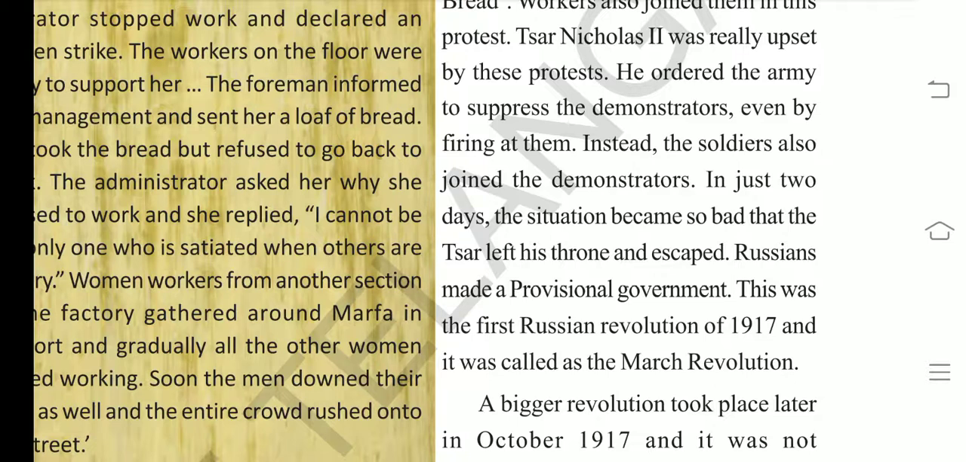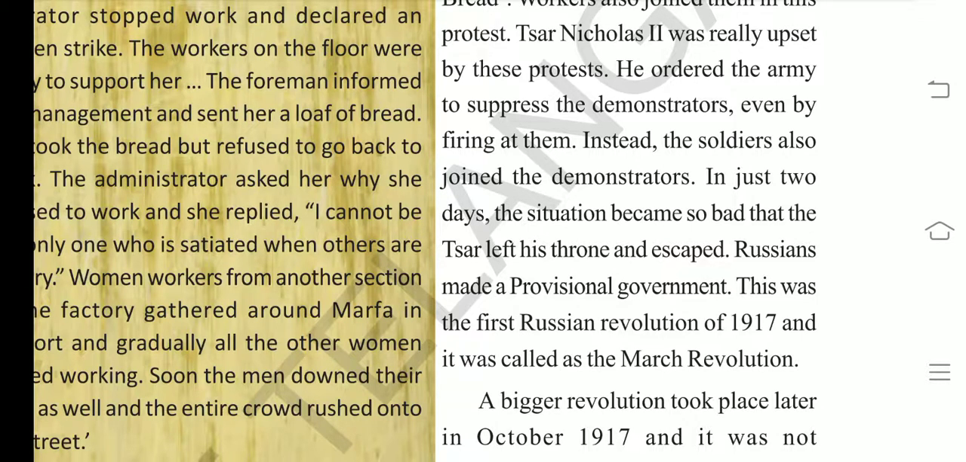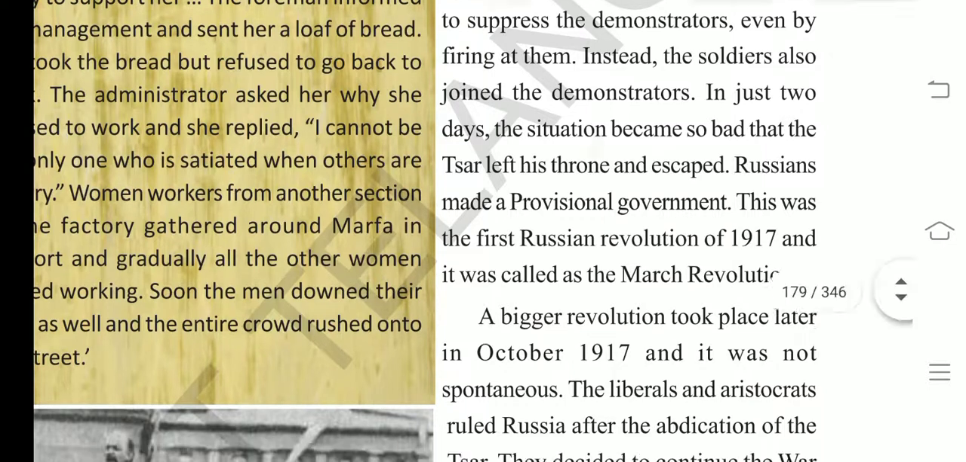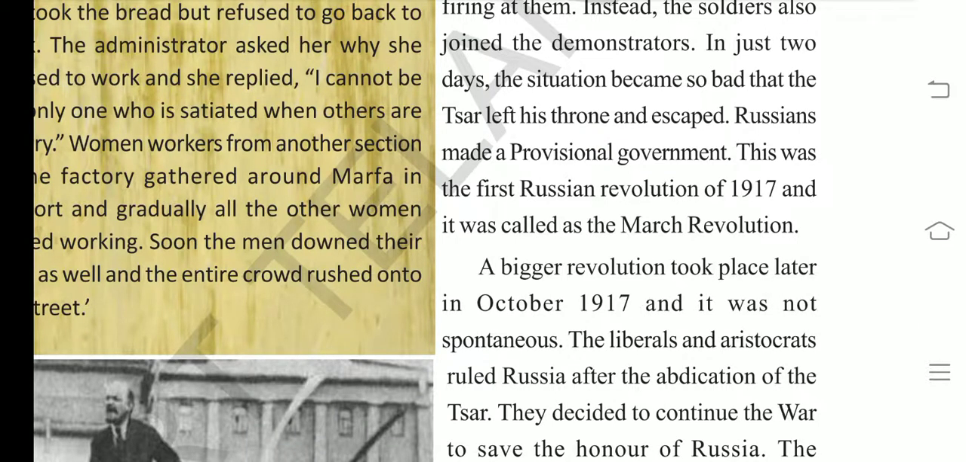The army, which was sent by the Tsar to suppress these demonstrators, they too joined. Workers joined with them. The army also suffered from the continuous war, that is World War One, which had begun in 1914 and was continuing in 1917. So when it will come to an end, nobody knows. It was a long war. For a long time they were at war, and that made the army also feel insecure, and they also opposed the Tsar's rule, so they joined with the demonstrators.